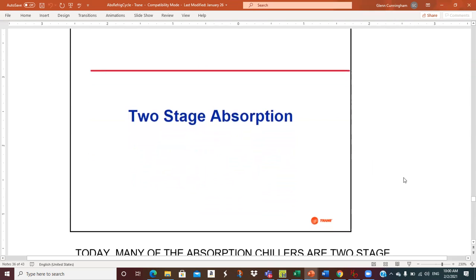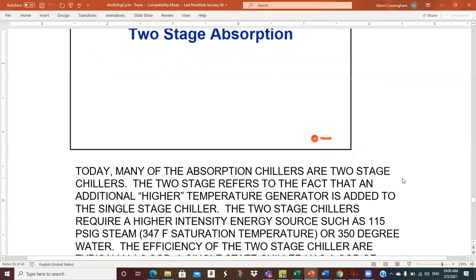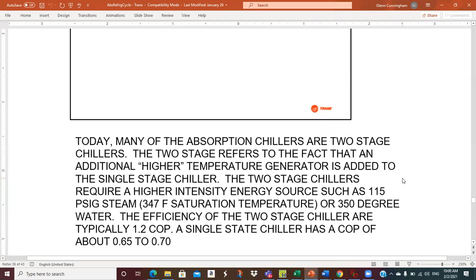Two-stage absorption. Okay, two-stage absorption, we actually have two generators. And two-stage units require higher intensity energy, such as 115 PSIG steam with a 347 saturation temperature, or 350-degree water.